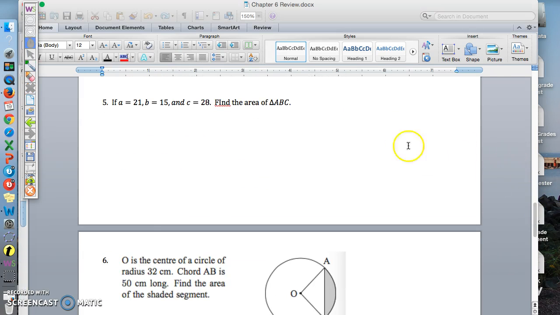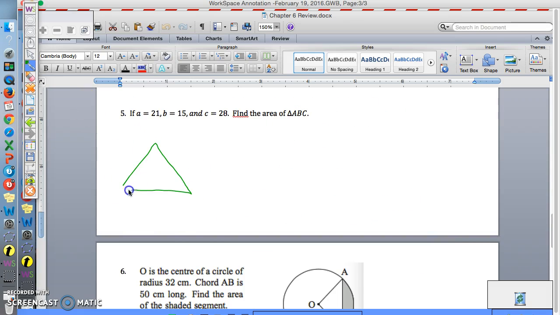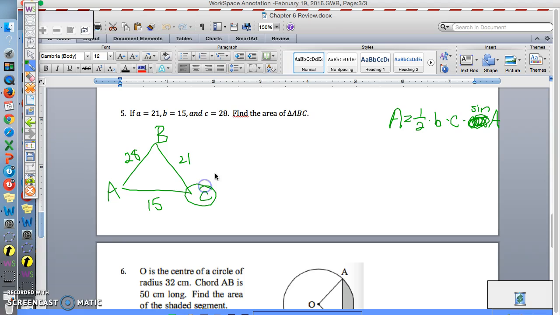And then this last one here, number 5. Once again, we have a triangle. So A is 21, B is 15, C is 28. And we have to find the area. So that area formula, 1/2 any two sides and the included angle times the sine. Keep writing cosine. So we know for this we have to find the biggest angle first. So that would be C. So we can start 28 squared equals 21 squared plus 15 squared minus 2 times 21 times 15 times the cosine of C.